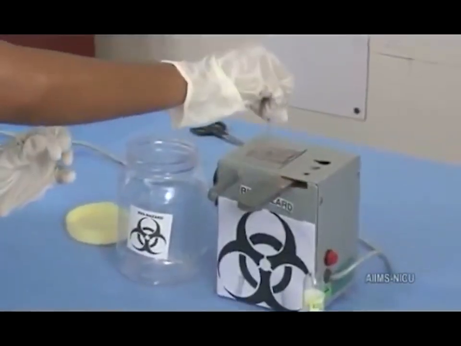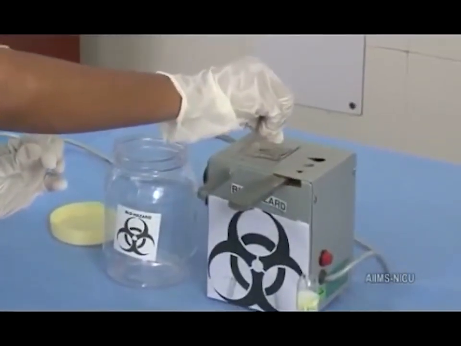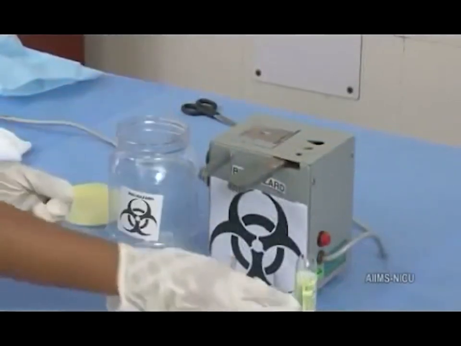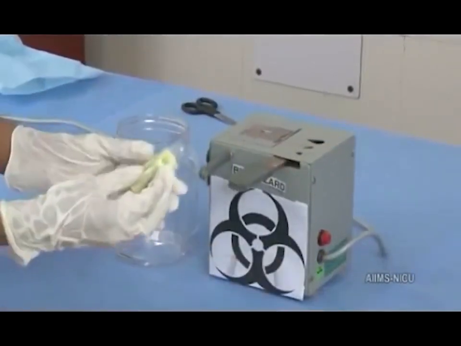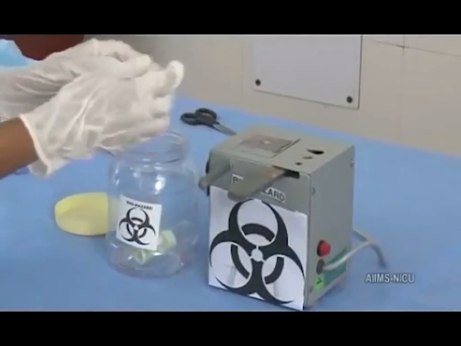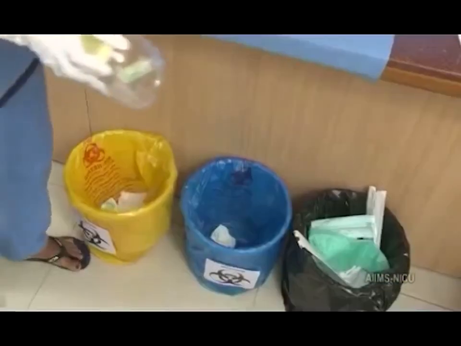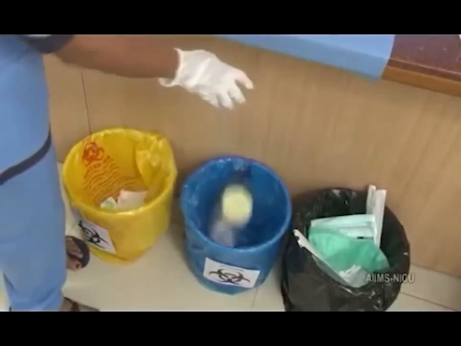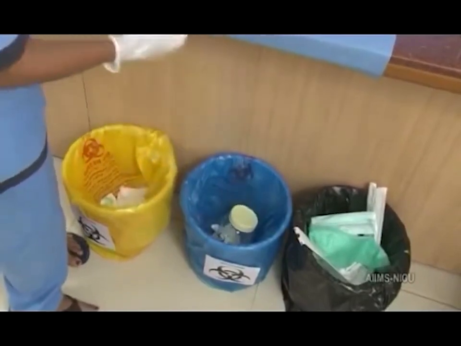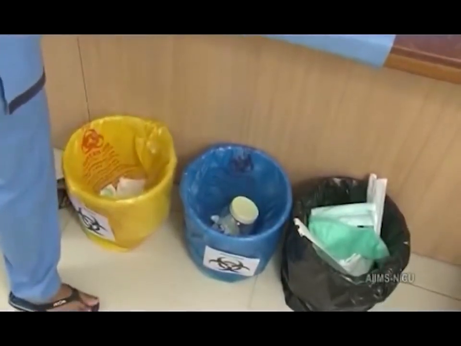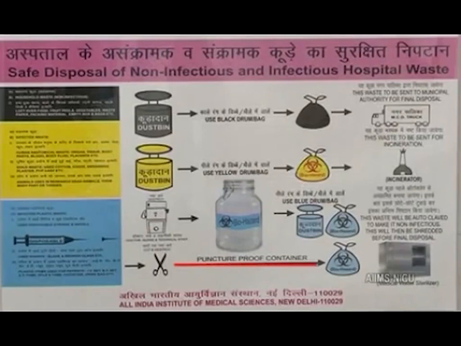Needles, after destroying in the needle destroyer, used sharps, IV cannulae, blades and broken glass should be discarded in a puncture-proof container before disposing of it in the blue bag. Biomedical waste is also collected in the blue bag. The biomedical waste should be autoclaved to make it non-infectious. This is then shredded and disposed of.